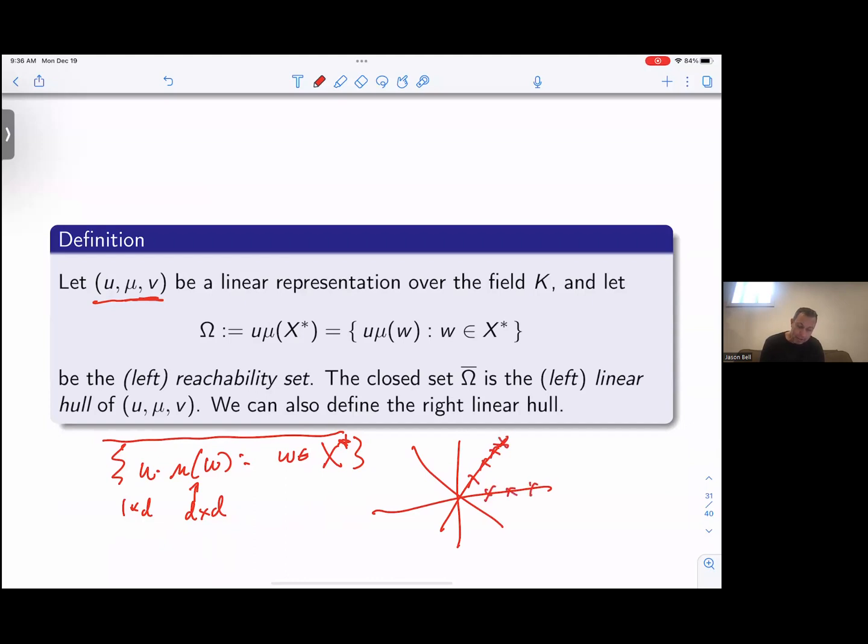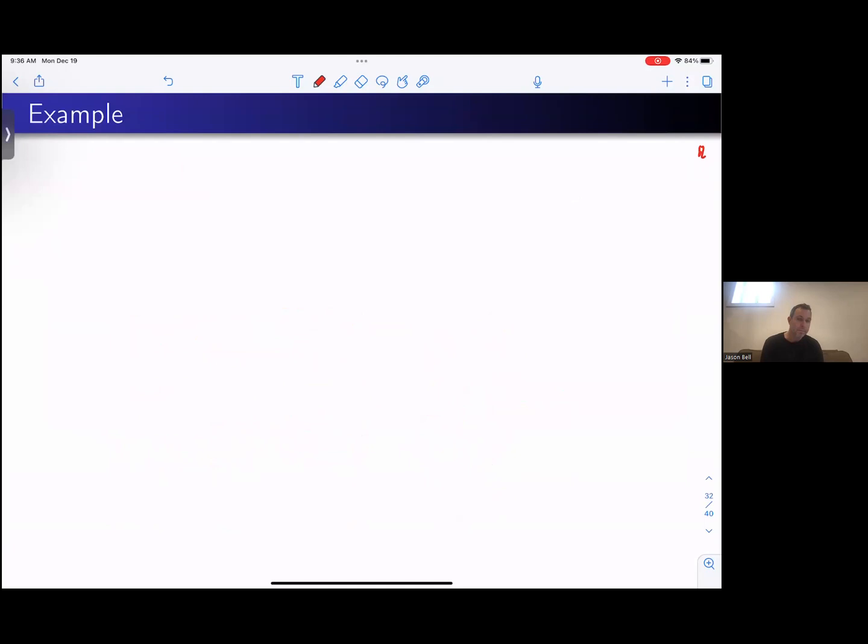So we're going to have lots of points in general if we have a plane or something like this. And notice we can define the right linear hull as well by working with this and taking the closure.